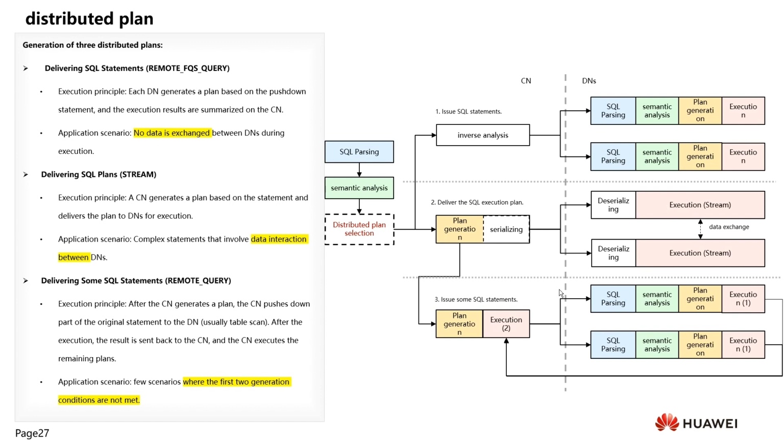And the third plan is remote query plan, which delivers some SQL statements to the DN. When the DN completes the execution, the CN collects the result and carries out the rest of the execution. This is bad because the CN handles a significant part of the calculation workload. We use this plan when the first two generation conditions are not met. In the following slides, we will use examples to introduce each of these plans in more detail.